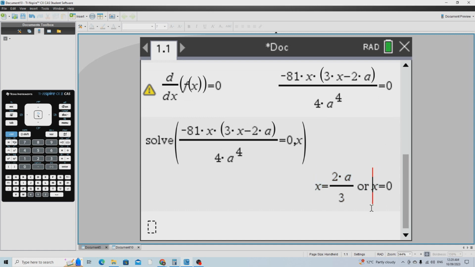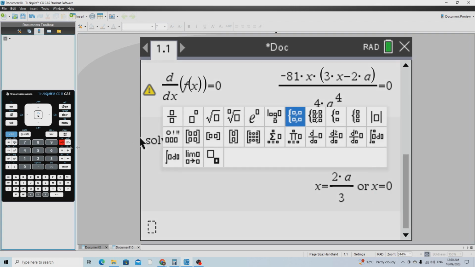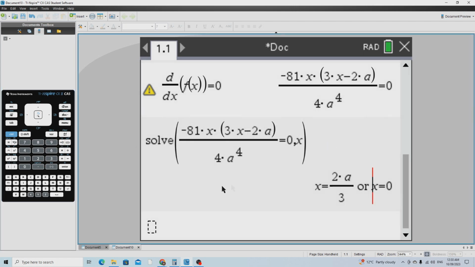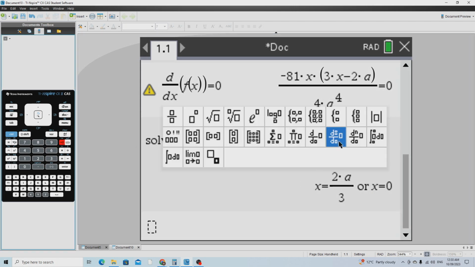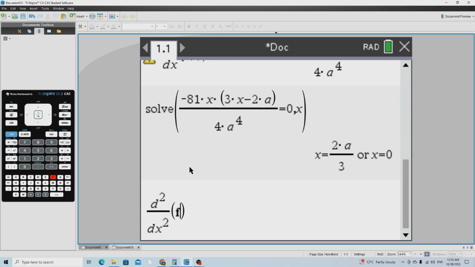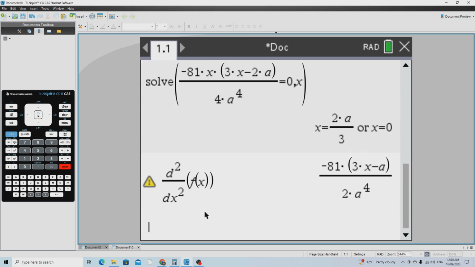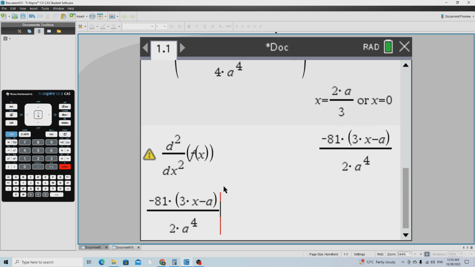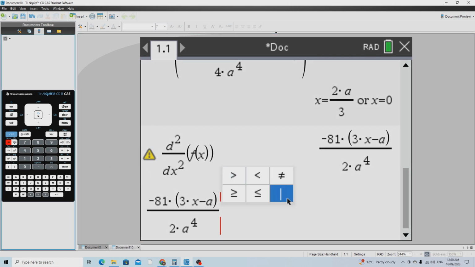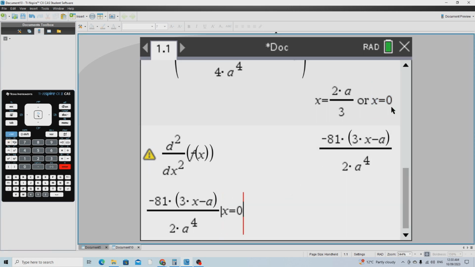So these are the two values over here. But we want to be careful. It says find the coordinates of the local maximum of f in terms of a. We don't know which one's the maximum and minimum, and there's a quick way to do it. It's actually using the double derivative. So if I use the double derivative of f of x, it's this. And if we want to find the maximum, let's check if this value over here is a maximum.